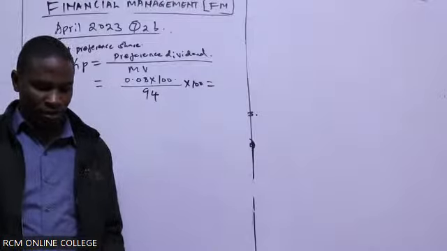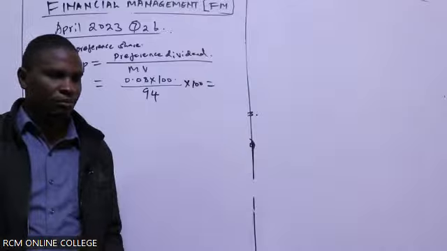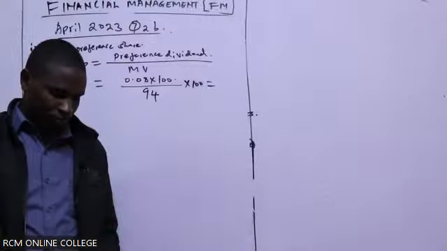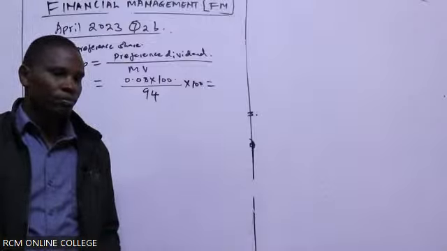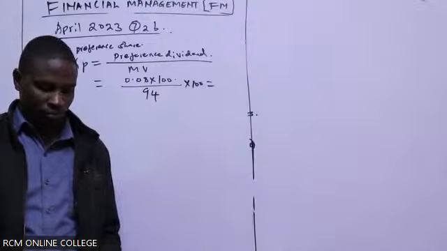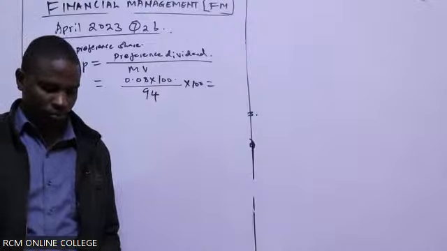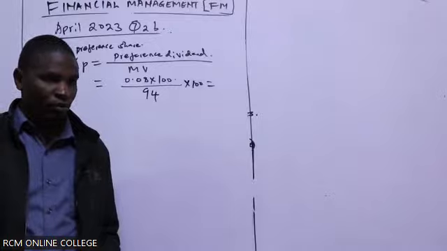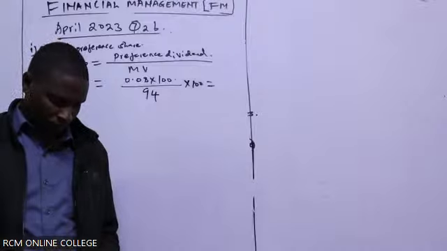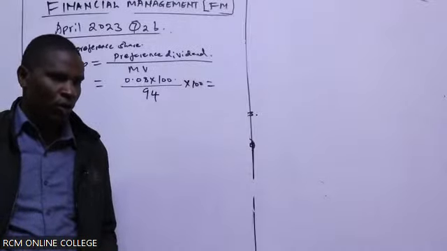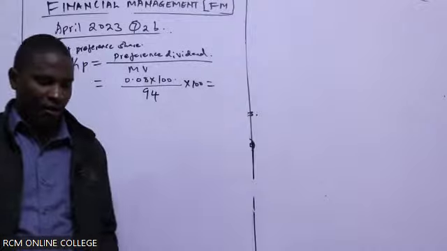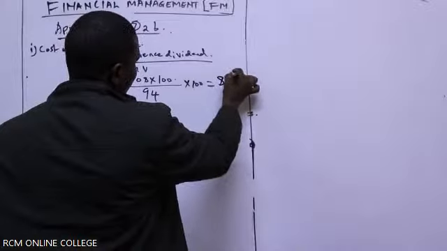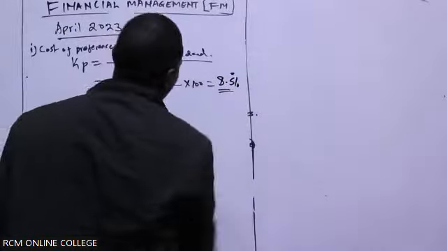Then we go to KD or KE. What is our KE? What is our KP? How much do you get? Then we go to cost of ordinary share, 8.51%. 8.51, 8.5%. Now we're done with that.